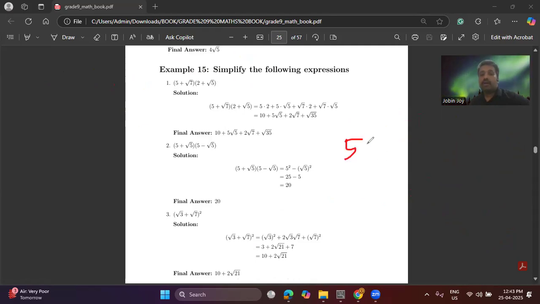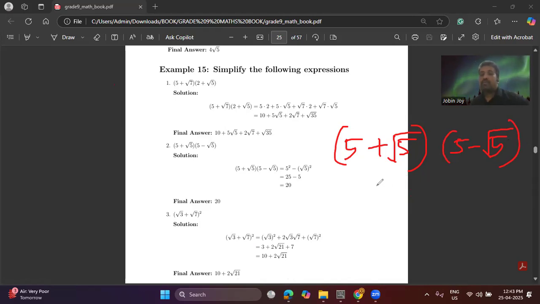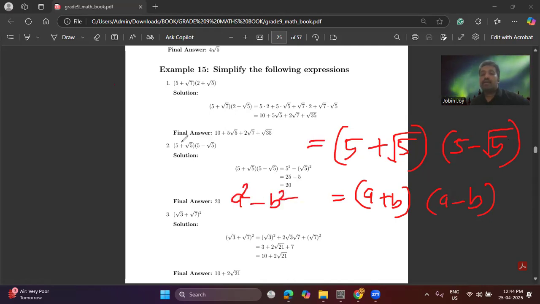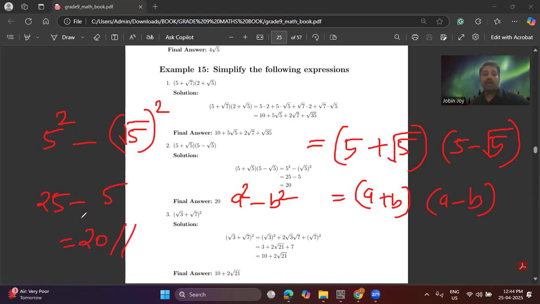Next is (5 plus root 5) into (5 minus root 5). So this is in the form of (a plus b) into (a minus b). This is an identity. What is the identity? (a plus b) into (a minus b) is a square minus b square. So a square is 5 square, b square is root 5 the whole square. So 5 square is 25 minus root 5 square, which is root 5 into root 5, that is 5. So 25 minus 5, so the answer is 20.